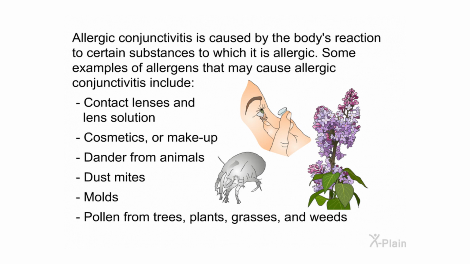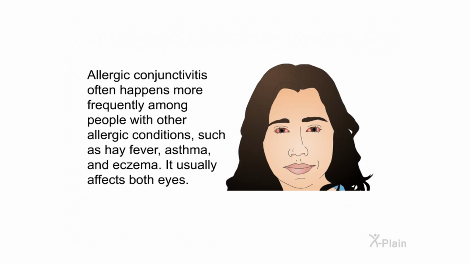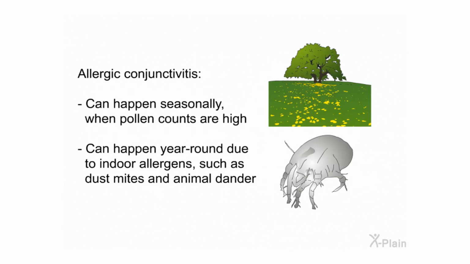Allergic conjunctivitis is caused by the body's reaction to certain substances to which it is allergic. Some examples of allergens that may cause allergic conjunctivitis include contact lenses and lens solution, cosmetics or makeup, dander from animals, dust mites, molds, pollen from trees, plants, grasses, and weeds. Allergic conjunctivitis often happens more frequently among people with other allergic conditions, such as hay fever, asthma, and eczema. It usually affects both eyes. Allergic conjunctivitis can happen seasonally when pollen counts are high. It can happen year-round due to indoor allergens such as dust mites and animal dander.